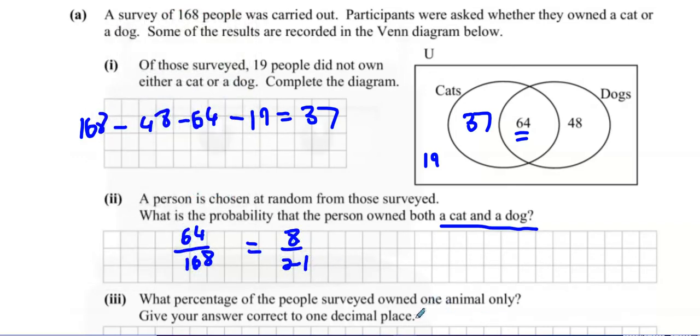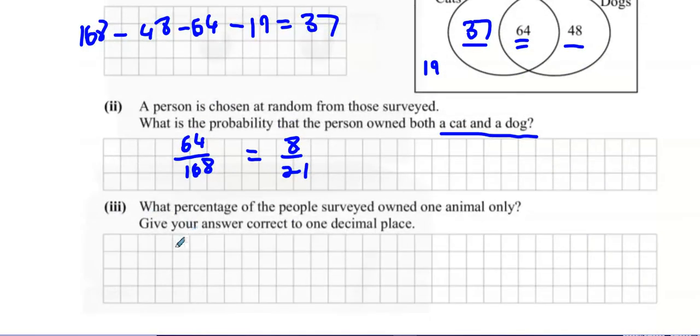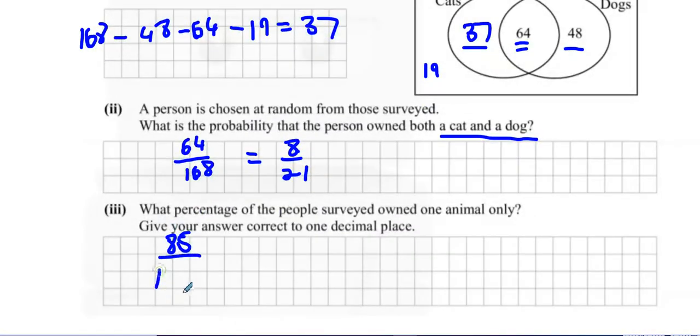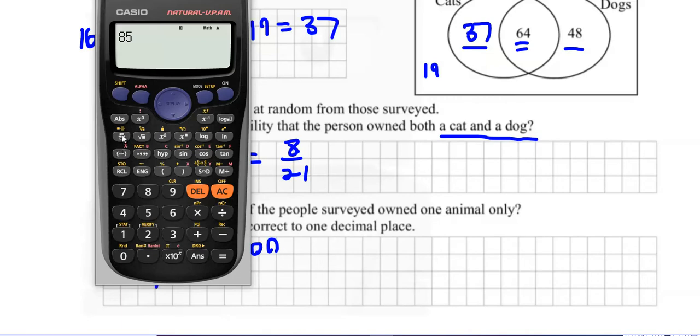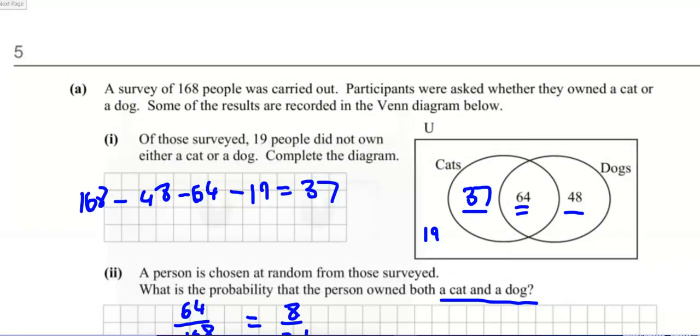What percentage of people in the survey owned one animal only? Well, that's 37 plus 48. 37 owned a cat only and 48 owned a dog only, which is 85. 85 out of 168 is your fraction, and then multiply your fraction by 100 to change it to a percentage. 85 divided by 168 multiplied by 100, and you get 50.59 or 50.6%. Okay, let's keep driving here.